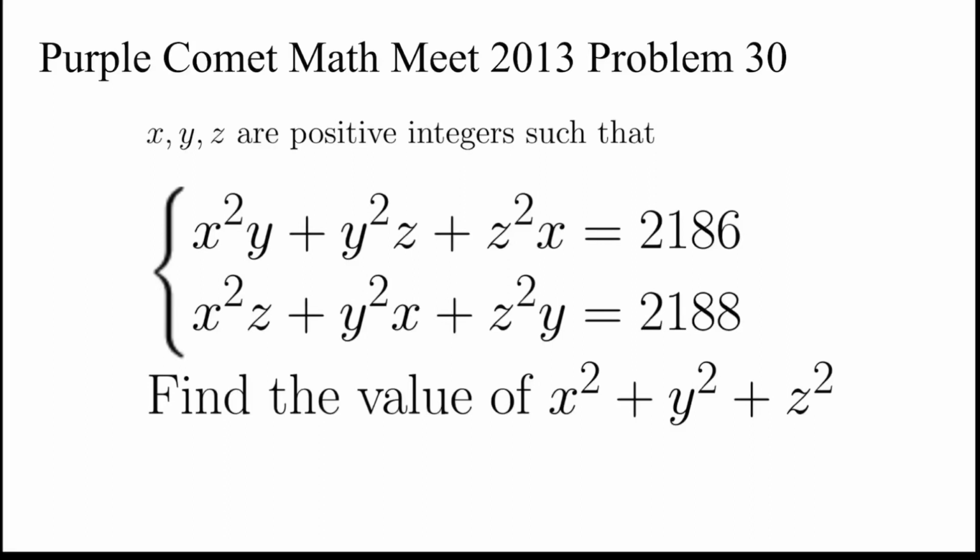In this video, we are going to solve a problem from the Purple Comet Math Meet. It is given that x, y, and z are positive integers such that x squared y plus y squared z plus z squared x equals 2186. Also, x squared z plus y squared x plus z squared y equals 2188. Find the value of x squared plus y squared plus z squared.